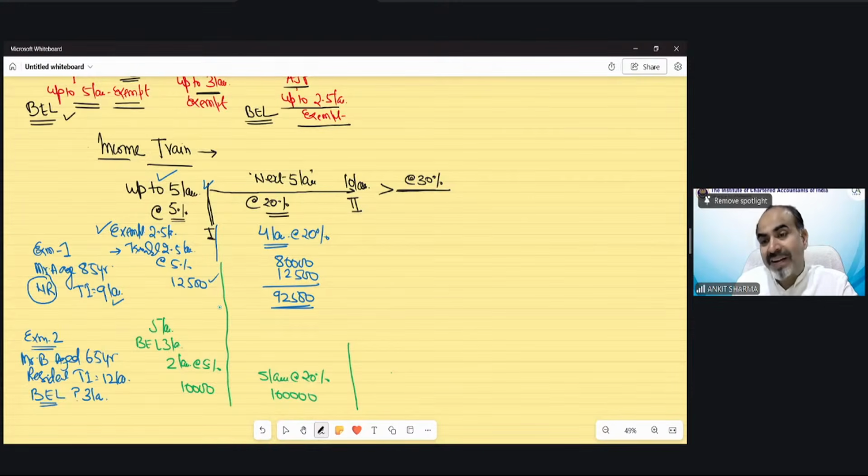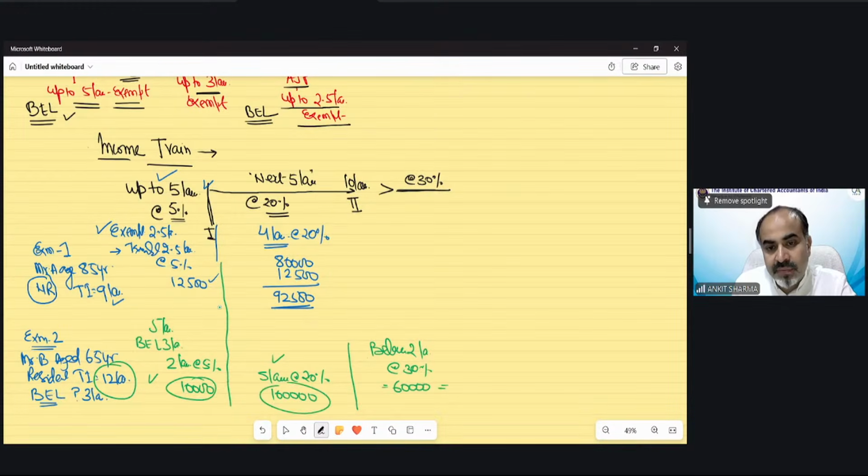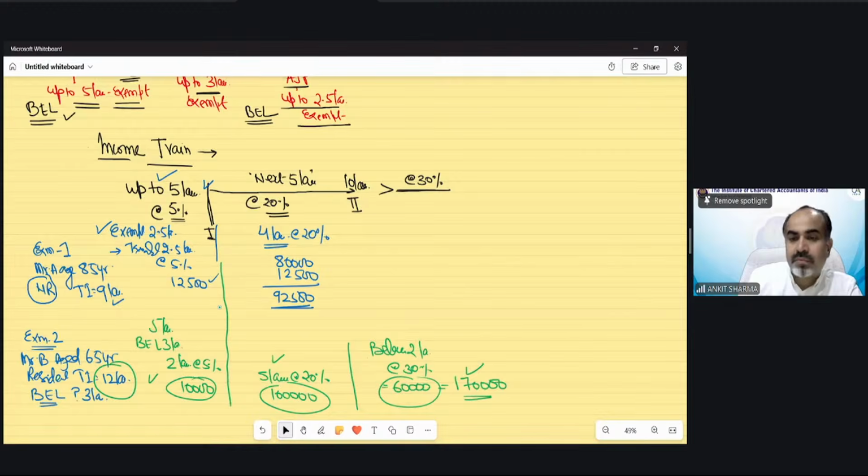Up to 10 lakh treatment has been done. Now the balance left, because the income was 12 lakh rupees, first 5 lakh has been treated, next 5 lakh has been treated. The balance is 2 lakh rupees, on which the rate would be 30%. So tax would be 60,000. If you add all these three, your tax would be 1,70,000. I hope it's clear till now.